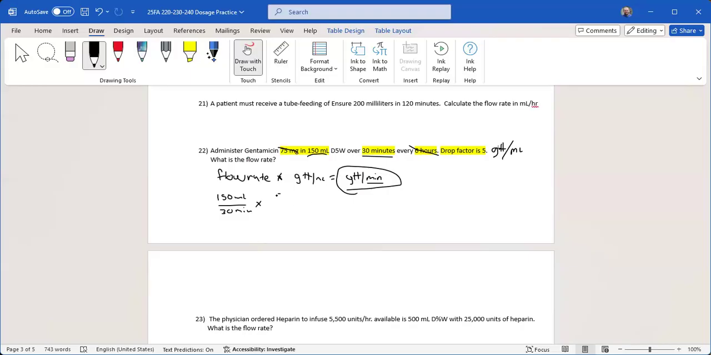Then we're just going to multiply that number by 5. That's 5 drops per mL. And again, as a double check, I'm crossing out milliliters. I'm left with what I'm looking for, drops per minute. Okay. And then you could just take your calculator again, 150 times 5 divided by 30. And then we all should get 25 drops per minute.